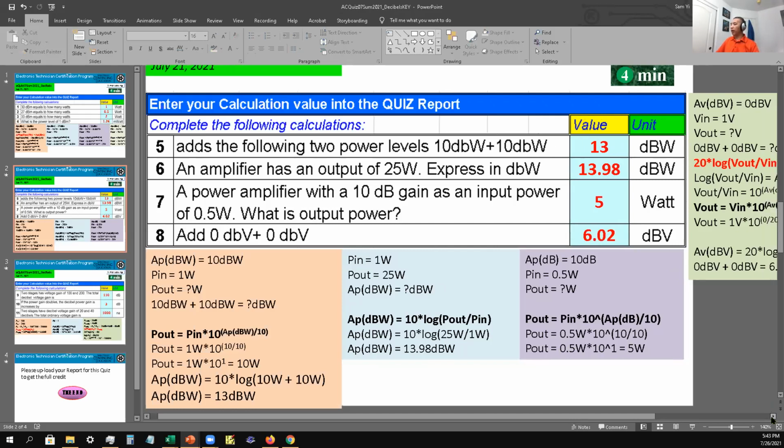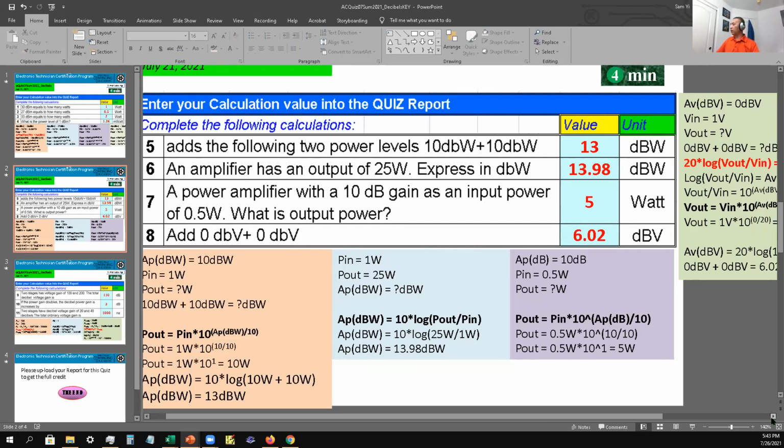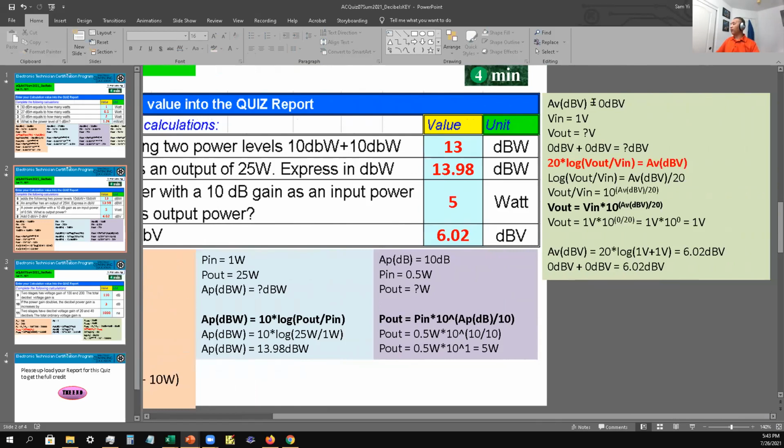Okay, so number 8, this is going to be a voltage gain. So 0 dBV plus 0 dBV. We know that anything with 0 dBV is reference to 1 volt, so therefore the Vn is going to be 1. So if we can use that, you can do that, or you can do the calculation.